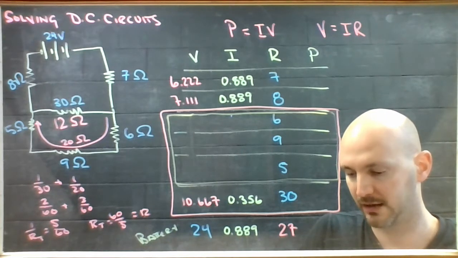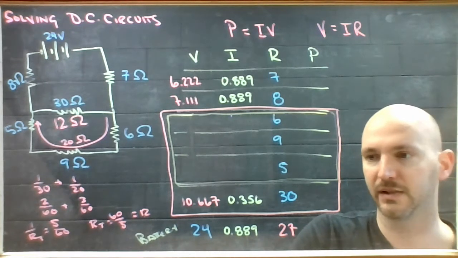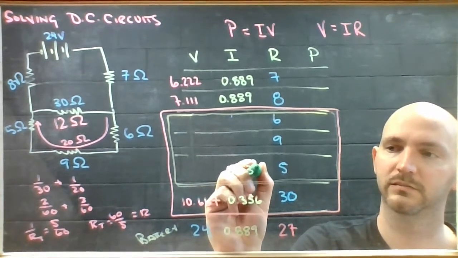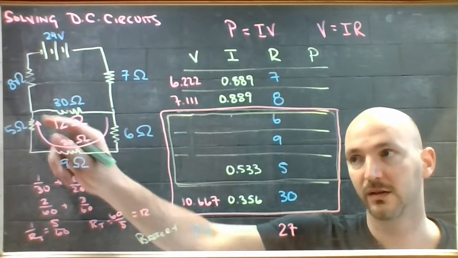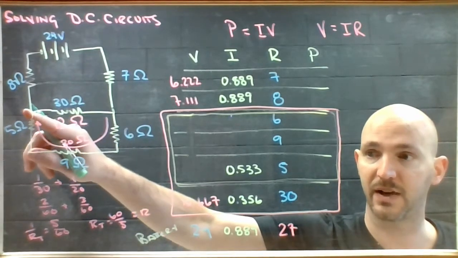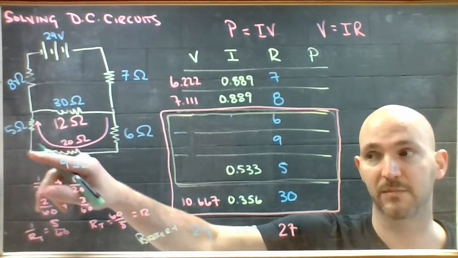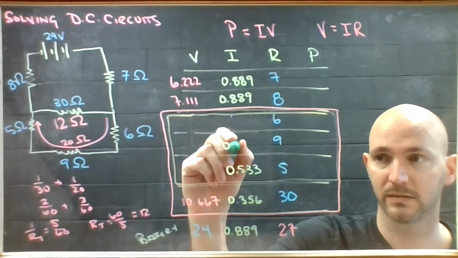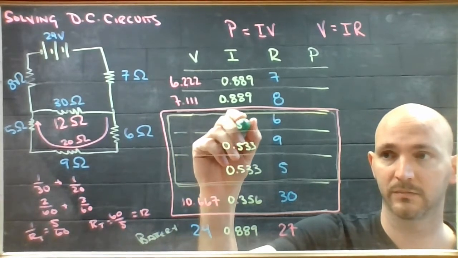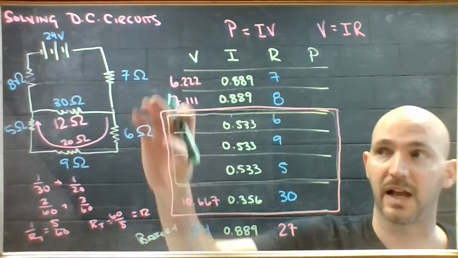0.889 minus 0.356 is 0.533. So at this branch, 0.356 of the amps go this way and 0.533 amps go that way. Well, these 0.533 amps must then pass through the 9 ohm resistor and this 6 ohm resistor before rejoining the main current to have 0.889 pass through and then back into the battery.